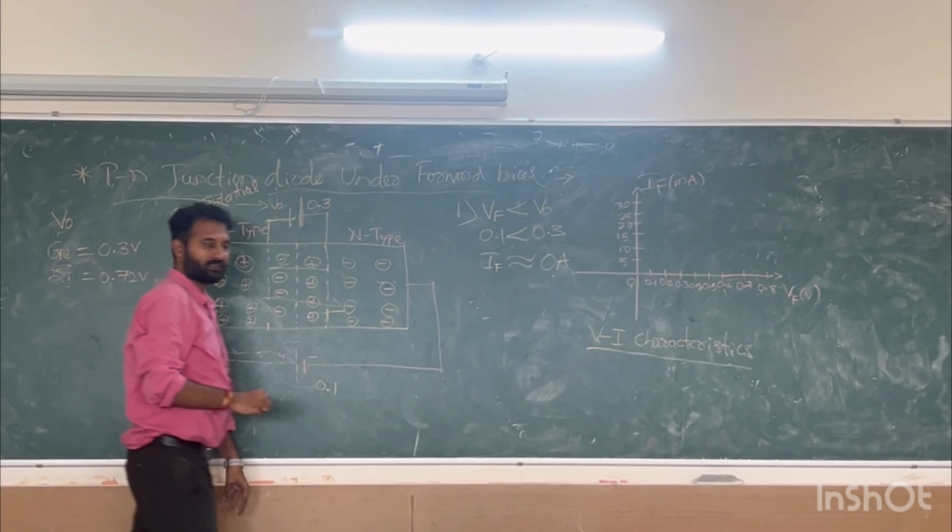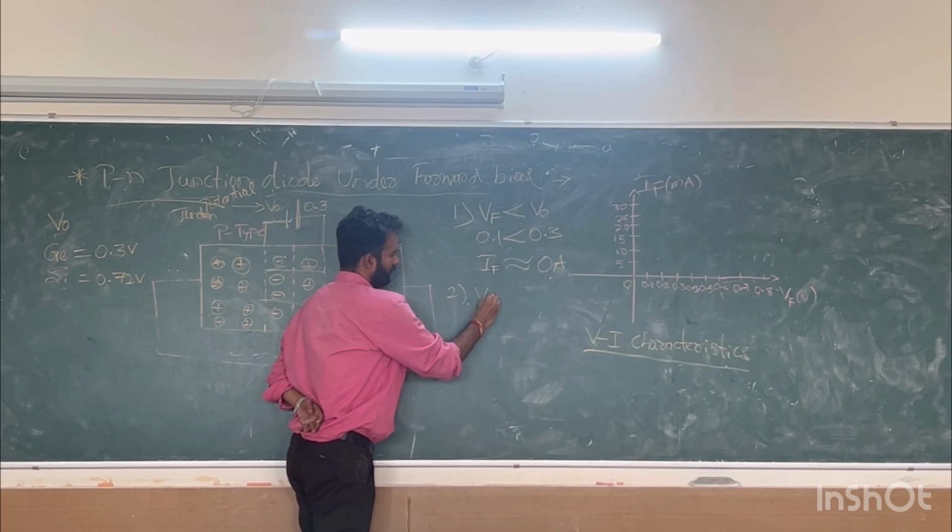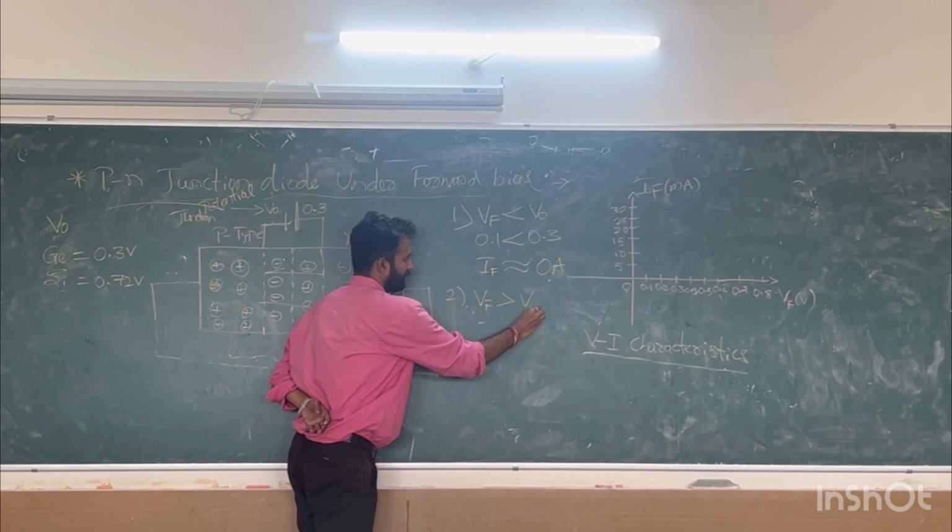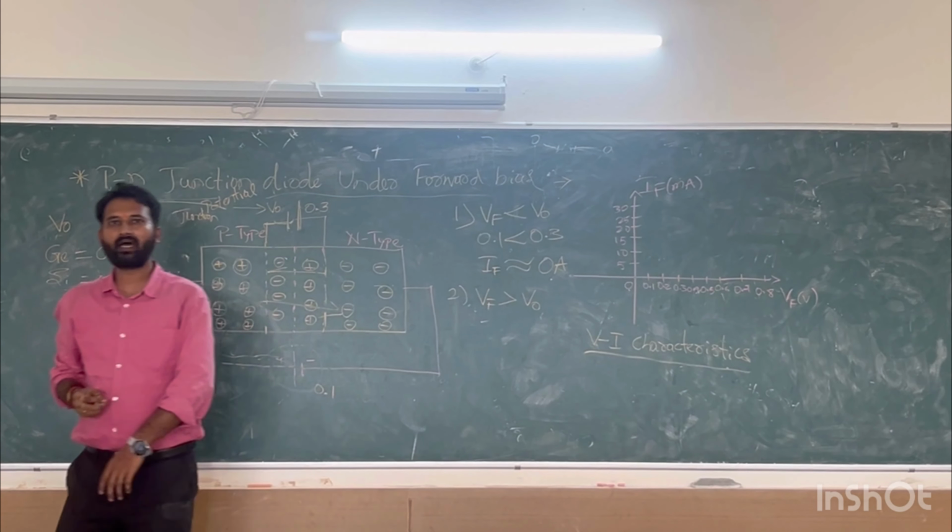Now the second case is, if your Vf is greater than V naught, what will happen? Anybody in the class?